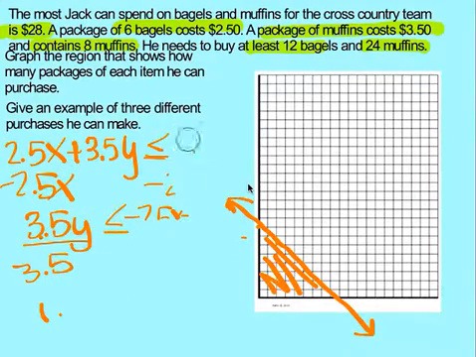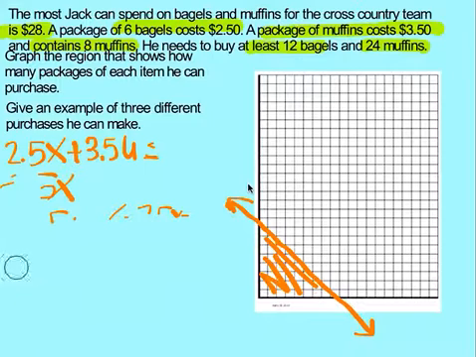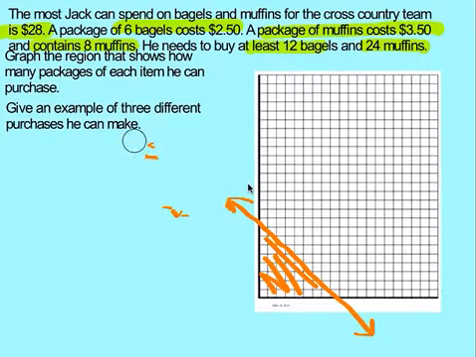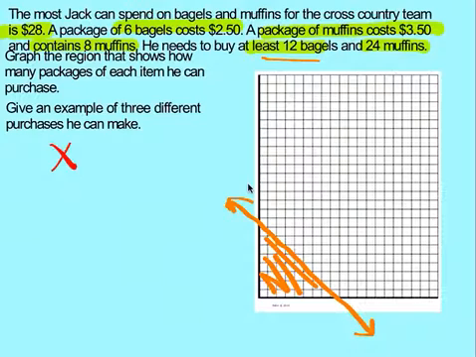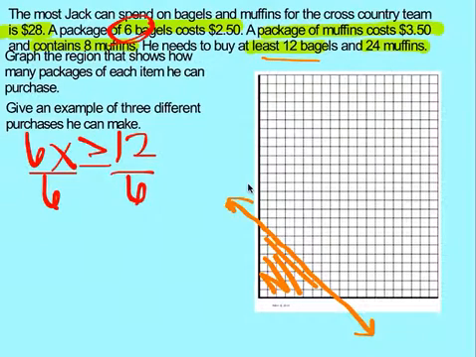Okay, so I'm just going to erase that so we can get started on our next line. Let's take a look at bagels. We want to have at least 12 bagels. For every X container of bagels I buy, I'm going to get 6, and I want to have at least 12. If I have more, that'd be great, but I might not. So then I'm going to divide both sides by 6, and I get that X is greater than or equal to 2. Again, that's going to be one of those vertical lines.